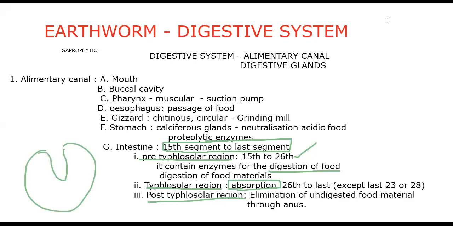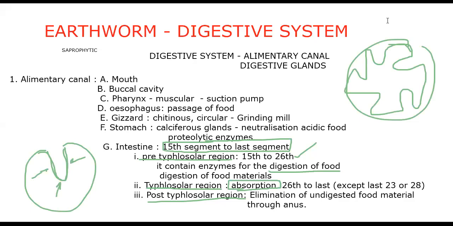Why is it called typhlosolar? Because in the transverse section, you can see a dorsal fold which increases the area of absorption. In the human intestine, there are so many inner folds, microvilli, as we say, but the earthworm doesn't have that many. Only one dorsal fold is there, so we say it is poorly developed. That is from the 26th segment to the last, except the last 23 or 28.